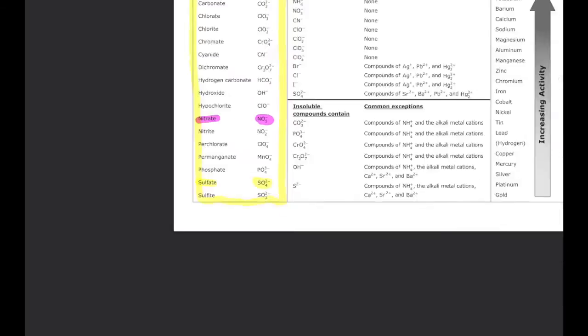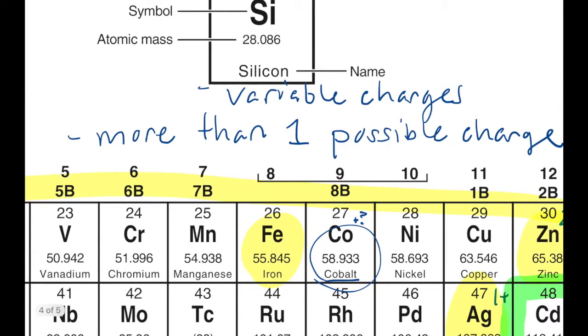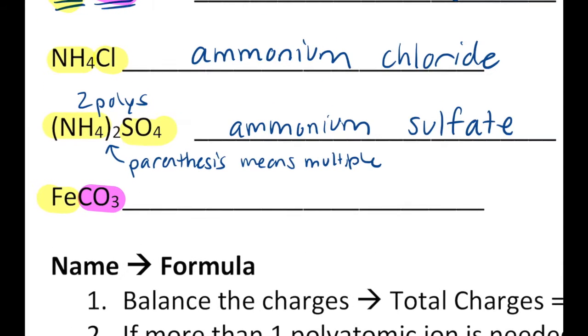Next one, we have FeCO3. Fe, we look for that metal. Oh, darn, it's one of those variable charge ones. So we have to come up with a charge with the Roman numeral for that Fe, that iron. We know the name is iron, but we need a Roman numeral.